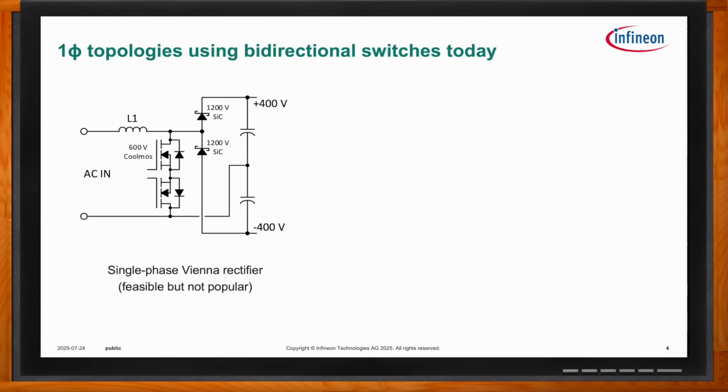It's not necessarily super popular because you end up with a split bus. So I have plus and minus 400, you can see. And with a single phase input at this power range, typically there's no need to have an 800 volt total bus or even two split 400 volt buses. That's usually at higher power, let's say. But nevertheless, this is a viable topology that's used today in certain specific applications.